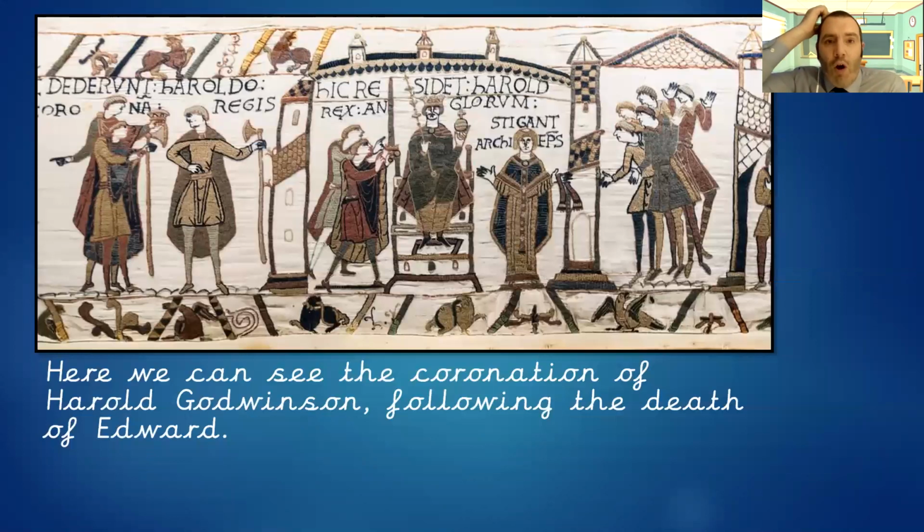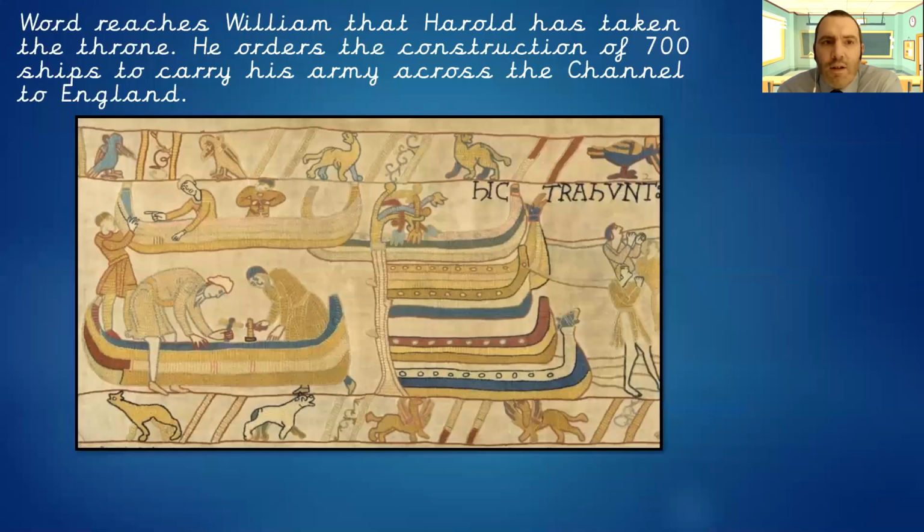Here we can see the coronation of Harold Godwinson following the death of Edward. As we're walking along the tapestry, if we're stood facing it, the left-hand side is where it all begins. So we need to imagine we're walking along the tapestry following the story. Harold Godwinson is crowned king. And we can move on to the next.